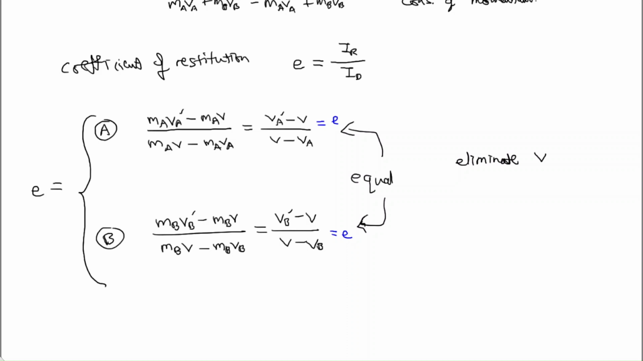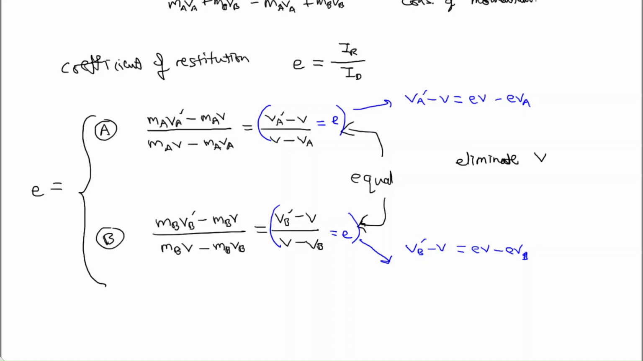So let me take each one and cross multiply, you might say, just to get rid of any fractions. For particle A, that's going to be v sub a prime minus v equals ev minus ev sub a. I'll just do parallel steps with this other formula, basically replacing the a subscripts with b subscripts. So v sub b prime minus v equals ev minus e times v sub b.